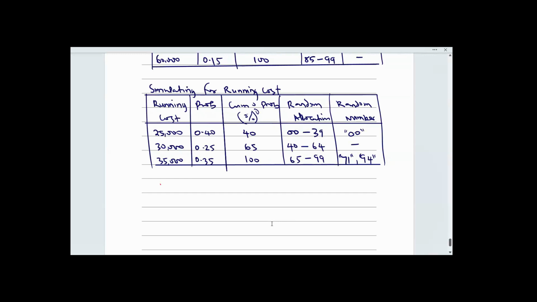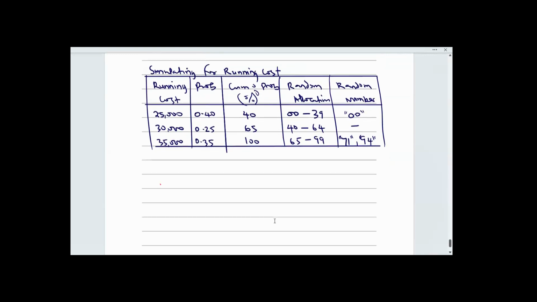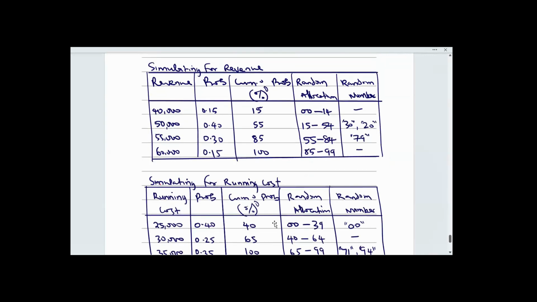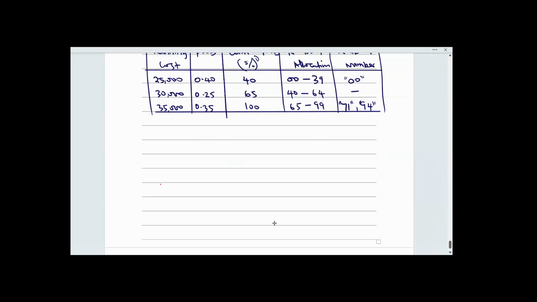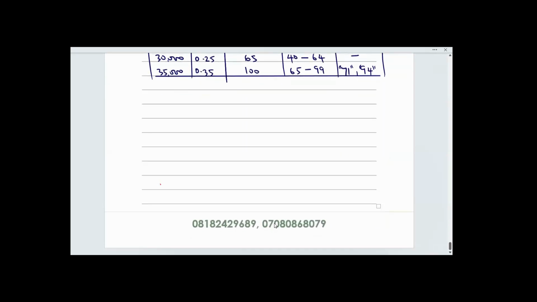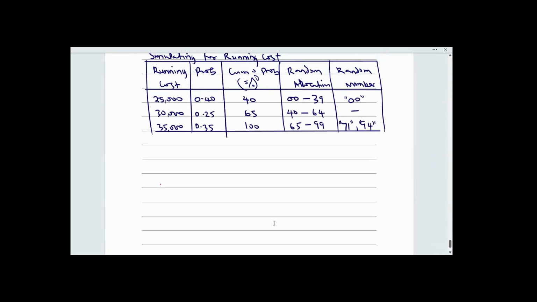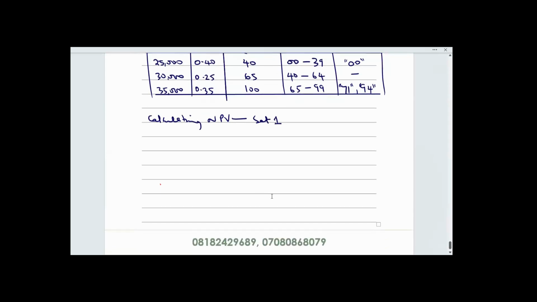So you then use your simulated result to compute NPV. Now, in this question, we are given 3 different sets. That means we are going to calculate 3 different NPVs. So, calculating NPV. Set 1. We pair revenue with the running cost.